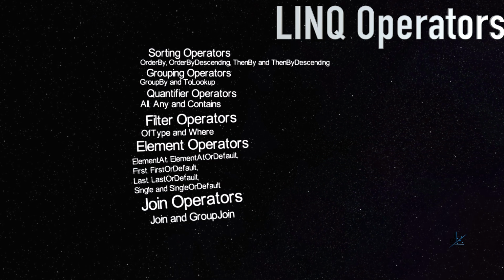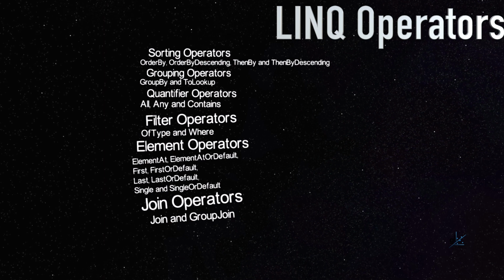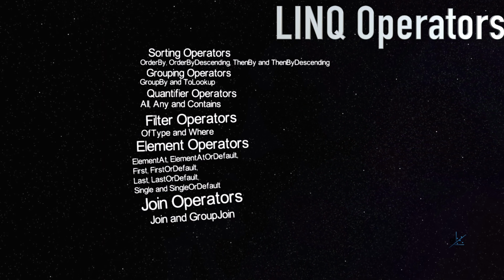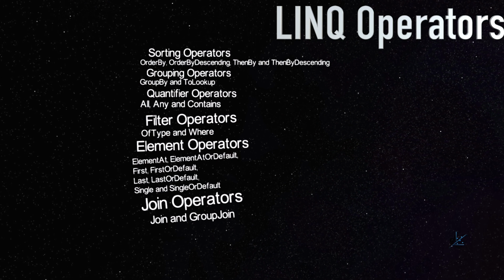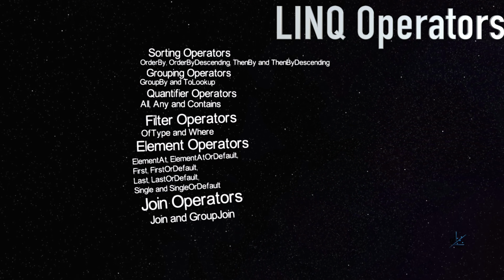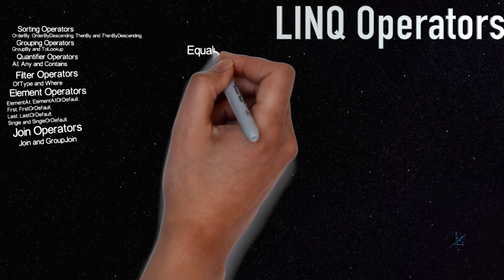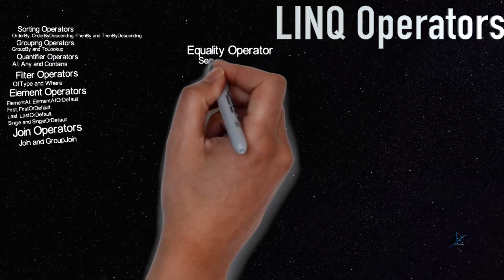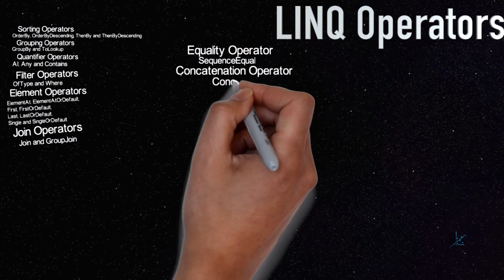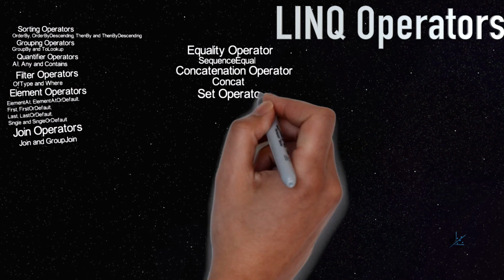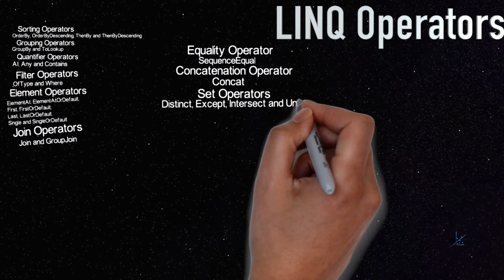We have already looked at the select projection operator, and we'll also look at the select operator in this video, and in addition to this, we'll also look at the SelectMany projection operator. So in this video, we'll look at the following LINQ operators. The equality operator, sequence equal. The concatenation operator, concat. The set operators, distinct, except, intersect, and union.